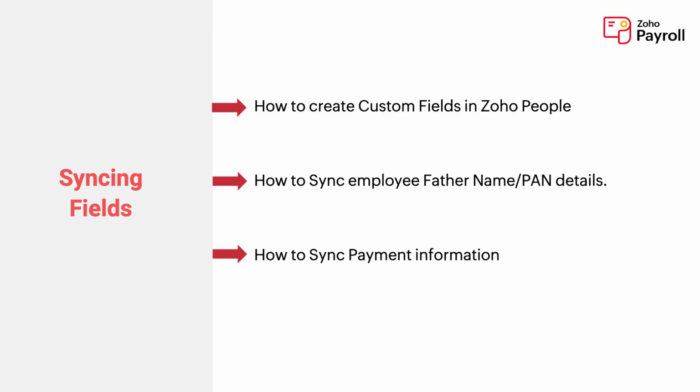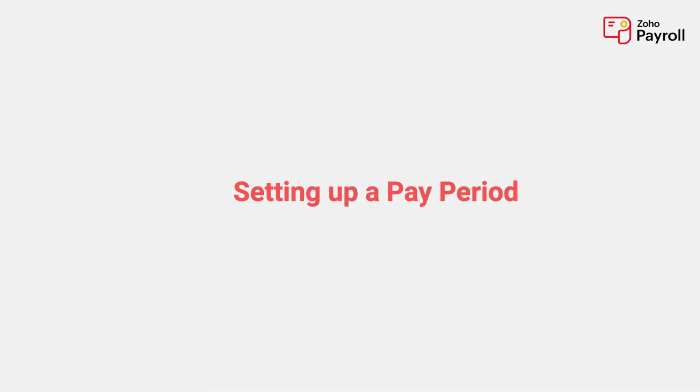So in this session, we will be able to watch how to sync payment information and the custom field which we have created from Zoho People. So let's move to setting up pay period in Zoho Payroll. A pay period refers to a time interval in which an employer can pay salaries to their employees. For example, if you pay them once in 30 days, then the pay period will be monthly.